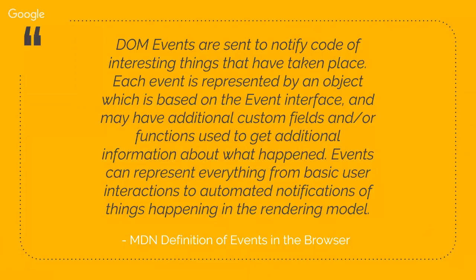Events notify code, which we've written in our scripts. So here, code comes to signify the code we've written in our JavaScript file. The code in our scripts is notified that a certain event has taken place, and once our code is notified, we can do something if we want. So those are the event handlers that I mentioned a few minutes ago. After that, the definition proceeds to say that the event is just an object based on the event interface.